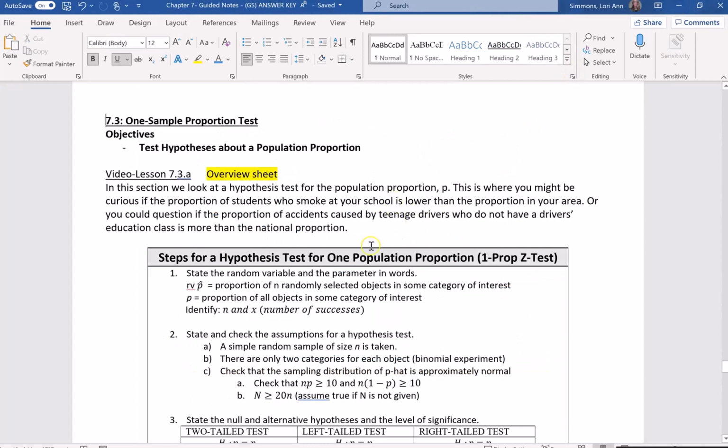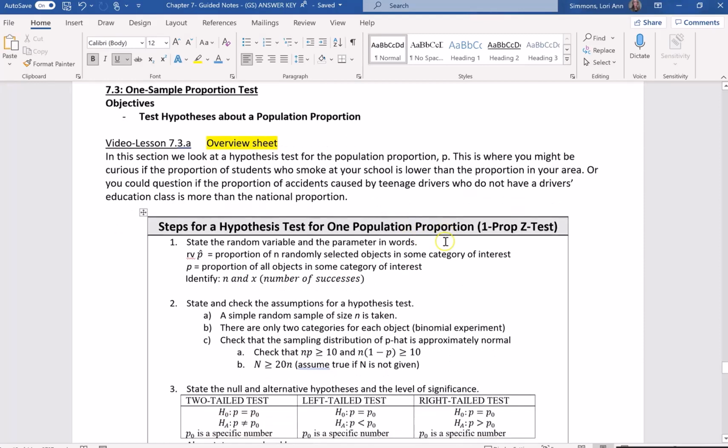In this section, we will look at hypothesis tests for the population proportion P. This is where you might be curious if the proportion of students who smoke at your school is lower than the proportion in your area, or you could question if the proportion of accidents caused by teenage drivers who do not have a driver's education class is more than the national proportion.